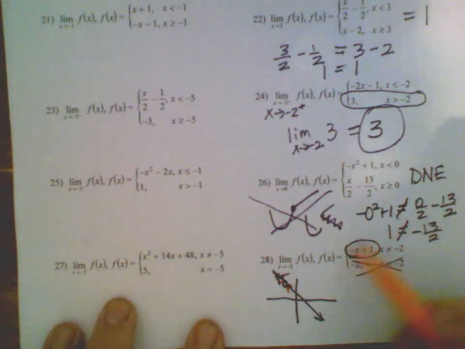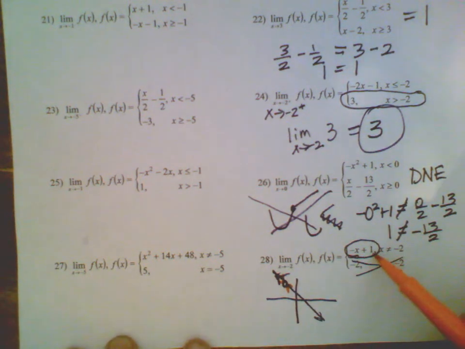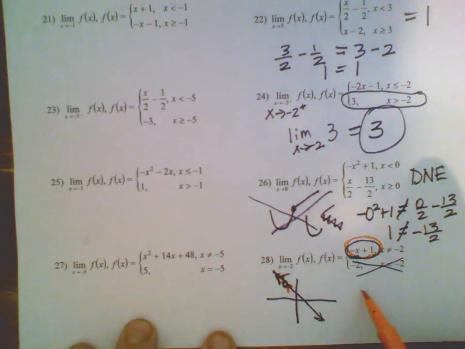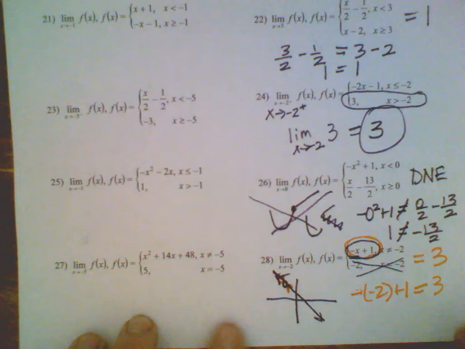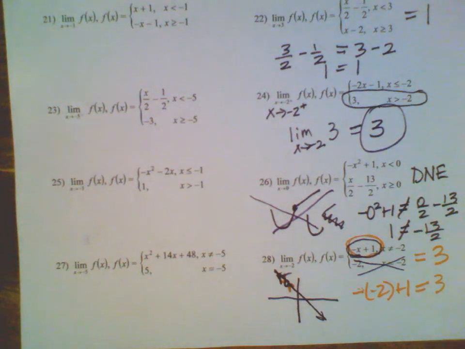So even though I'm interested in what's happening at negative 2 on both sides, it just so happens that this function takes care of both sides. And so I can plug that in. The opposite of negative 2 plus 1 ends up being both the left and the right-hand side of the function, and that is 3, and that kind of looks like about where my graph was. Therefore that is my limit. So don't overthink the piecewise functions too much.